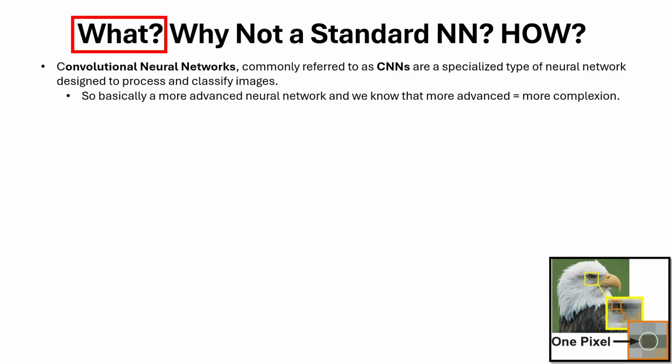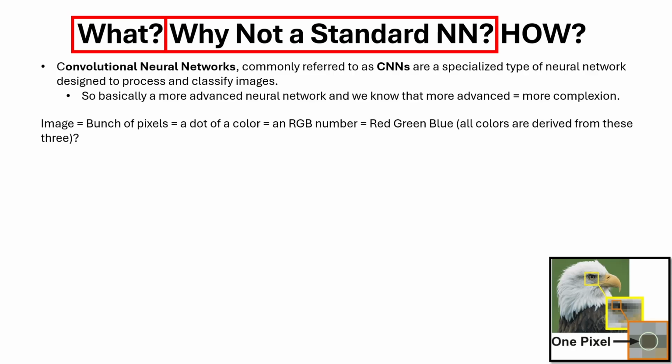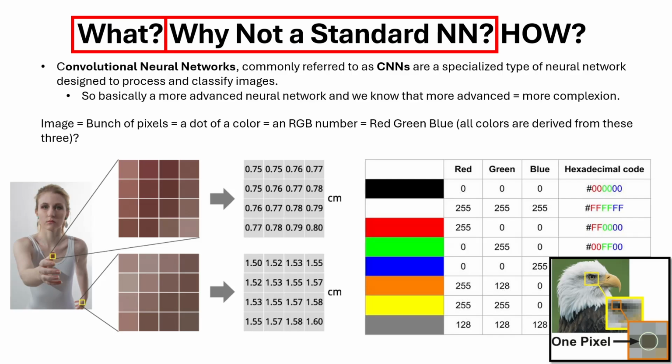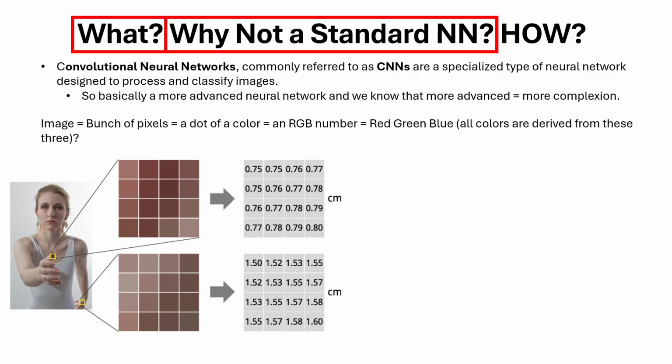To answer that, we need to understand what an image is. An image is a bunch of pixels, which are just small units of color, and the color itself is an RGB number. Did you know that all the different colors and shades can be expressed as a mix of red, green, and blue? Congrats, now you know.